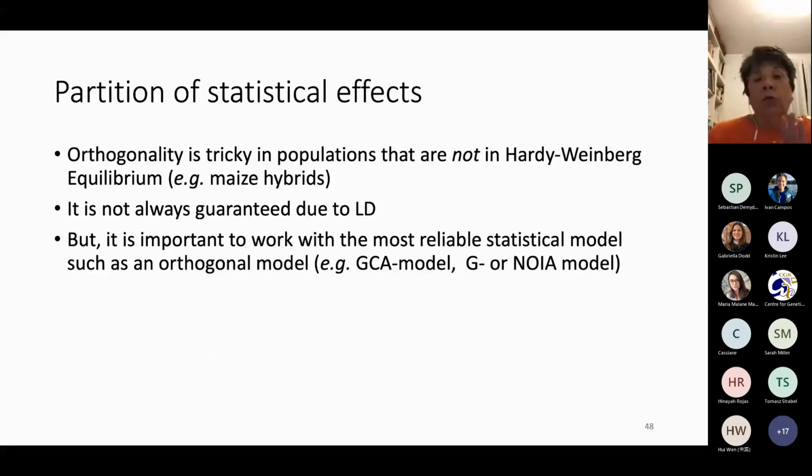We have to say that orthogonality is tricky in populations that are not in Hardy-Weinberg equilibrium. For instance, in maize, it's not very easy to have that. It is not always guaranteed because we have linkage disequilibrium, yes? So we have another problem, but it's important to work with the most reliable statistical model, such as an orthogonal model, even if we know that we can have problems with orthogonality.